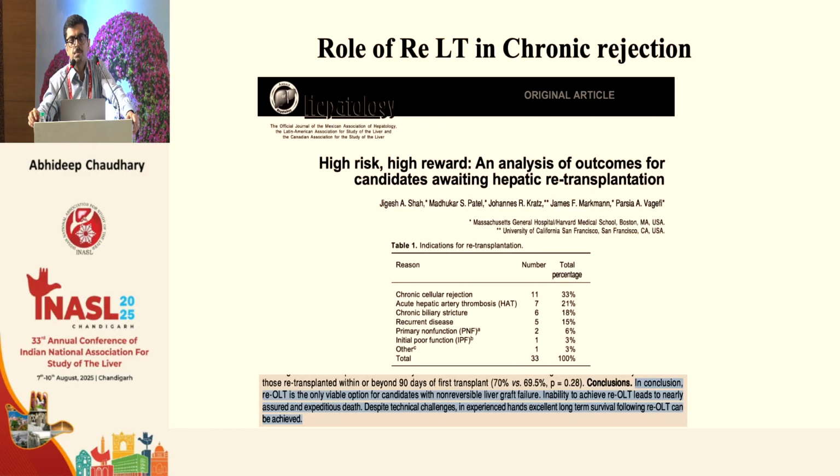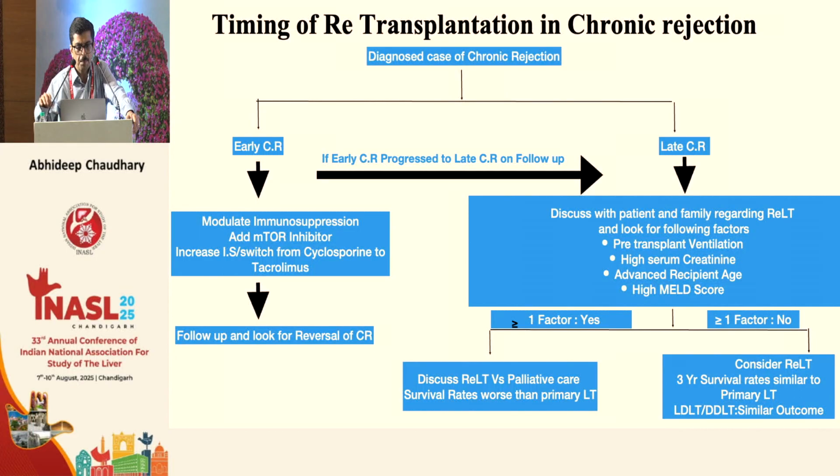Now, if you look at the data, 33% of retransplants are done for chronic rejection. These are multi-center data. The problem with retransplant in these situations is that retransplant is never an easy thing technically. And usually what happens is, since you are optimizing the immunosuppression and trying to salvage the graft, in the process the patient sometimes becomes sick, goes on a ventilator, or renal dysfunction happens, and the MELD becomes very high. So we have to look at whether the transplant is going to succeed in these situations or not.